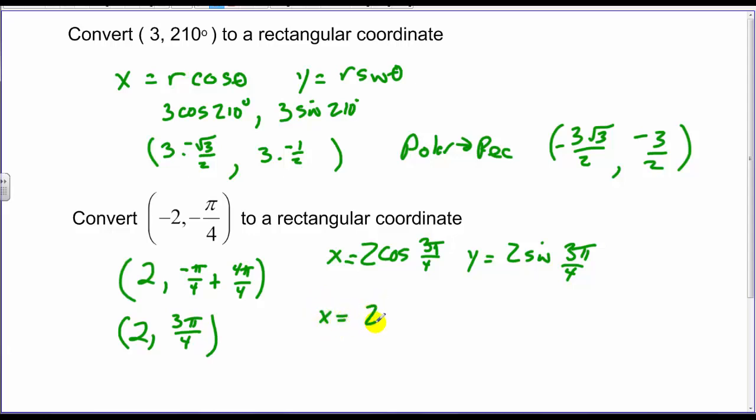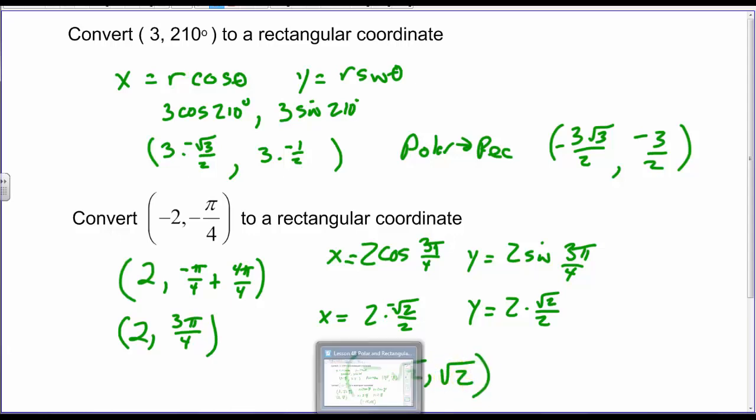X ends up being 2 times root 2 over 2, and since I'm in the second quadrant, that's negative, while y is 2 times root 2 over 2. Since that's y, it's positive in the second quadrant. Thus, I end up with negative root 2 and positive root 2 as my x and y coordinate.